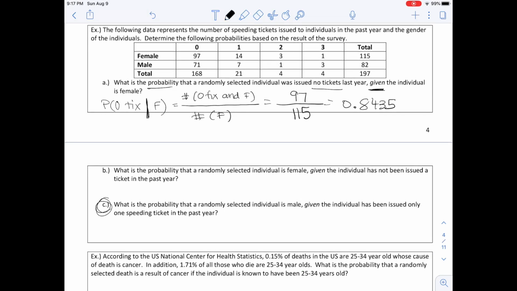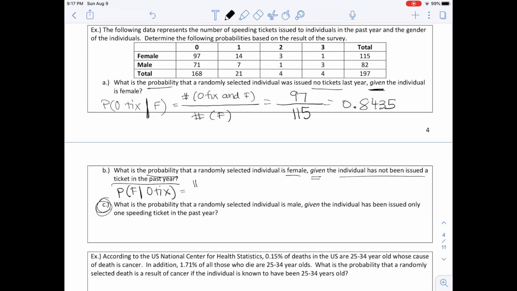The next part that we have here, part B, says what is the probability that a randomly selected individual is female given that the individual has not been issued a ticket in the past year. So this time for this problem, we're actually asking for the information backwards from what it was in part A. So we're going to ask for the probability that the person is going to be female given that they had 0 tickets issued in the past 12 months.